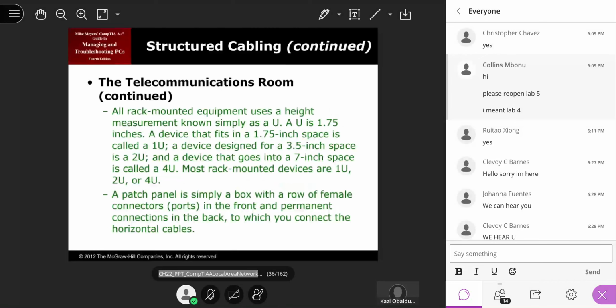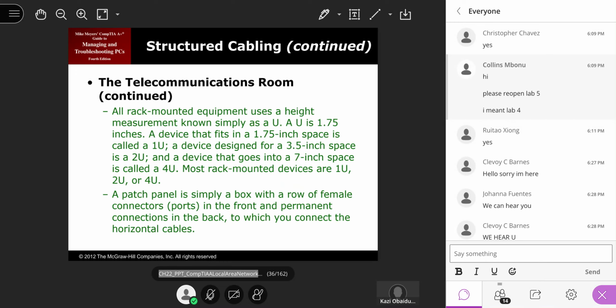More about UTPs and the telecommunication room. All rack mounted equipment uses a height measurement known simply as U. One U is 1.75 inches. 1.75 inches is not too much, right? We can understand, and devices are also getting smaller nowadays. A device that fits into 1.75 inches of space is called a 1U.